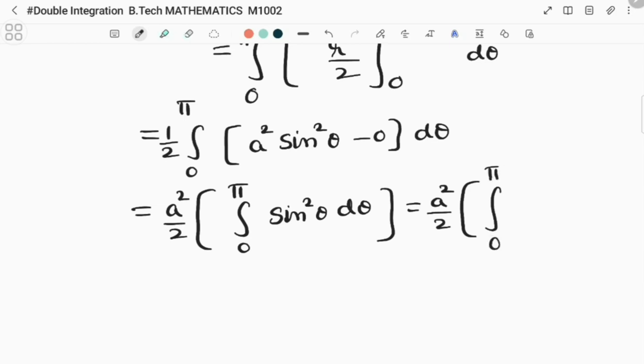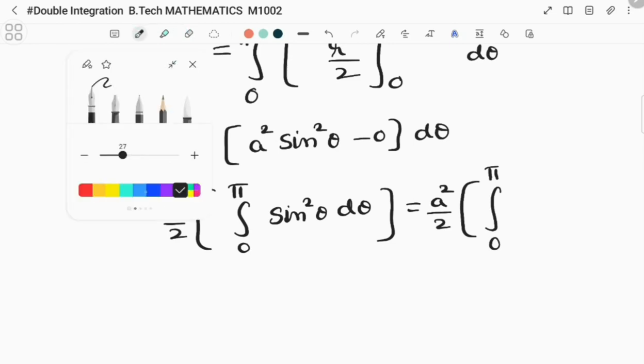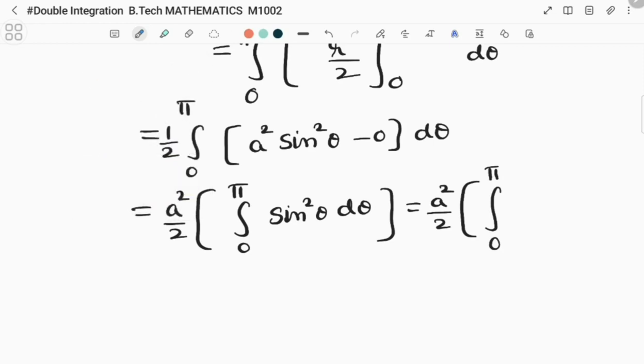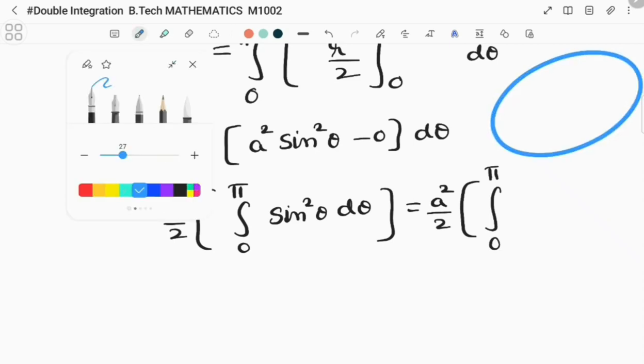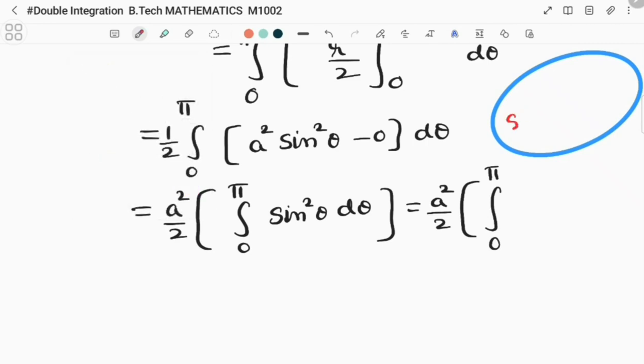So here sin 2 theta divided by 2, applying the limit 0 to pi. So a square by 4, here pi minus 0, upper limit minus lower limit. Theta equal to pi, substitute: sin 2 pi is 0, minus sin 0 is also 0. So ultimately that value goes to 0. So the answer is pi by 4 a square. I hope you understand it, students. Sin 2 pi is 0, sin 0 is 0.